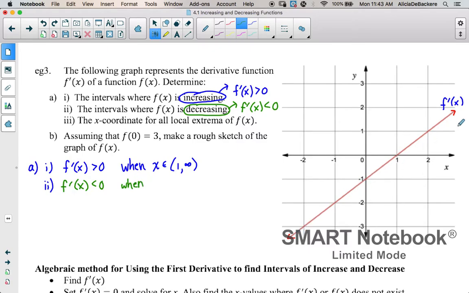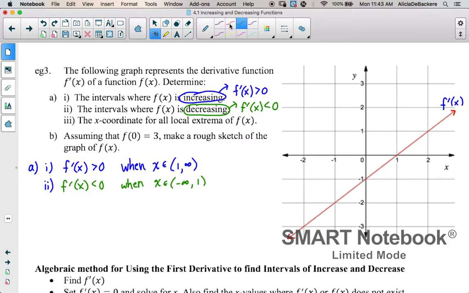So looking over at my graph, where is this graph negative? So where is it below the x-axis? That's this whole stretch here. And so it's anything less than 1. And again, you could write x is less than 1 there.